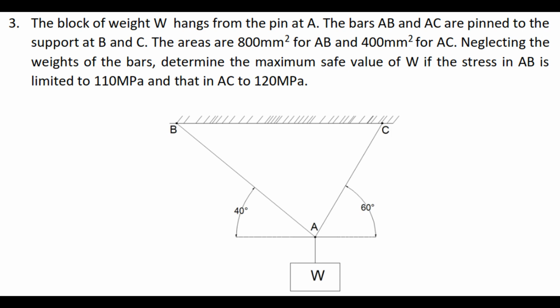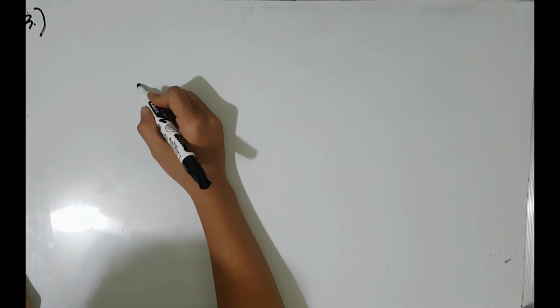For example number 3, the block of weight W hangs from the pin at A. The bars AB and AC are pinned to the support at B and C. The areas are 800 square millimeter for AB and 400 square millimeter for AC. Neglecting the weights of the bars, determine the maximum safe value of W if the stress in AB is limited to 110 megapascal and that in AC is 120 megapascal.